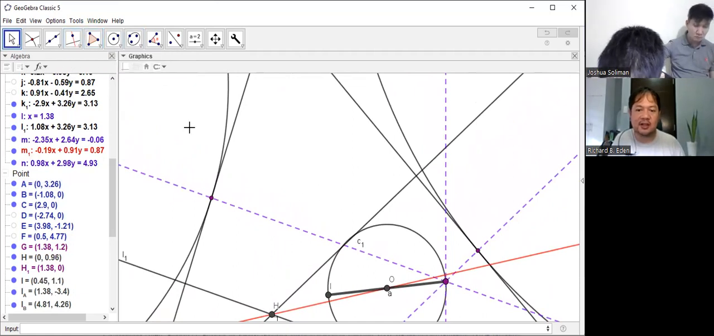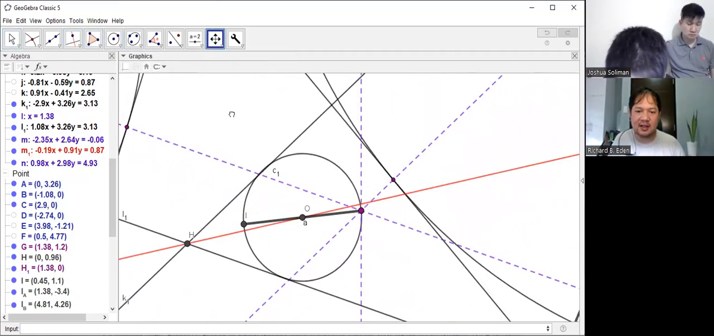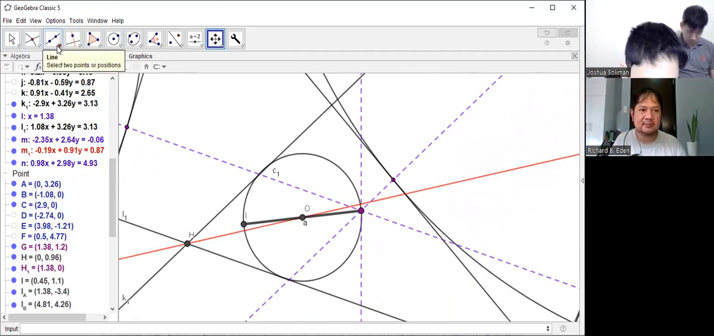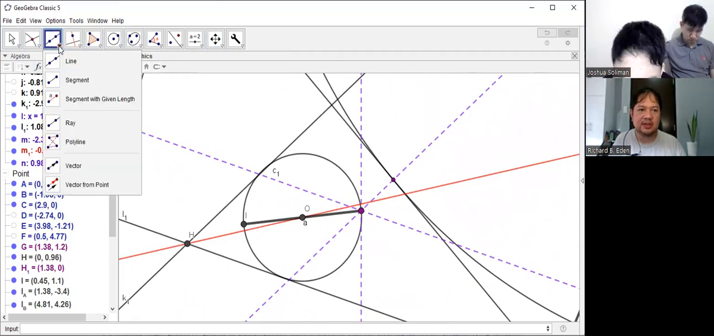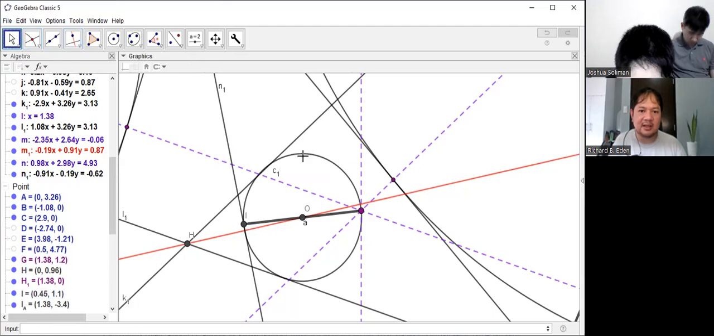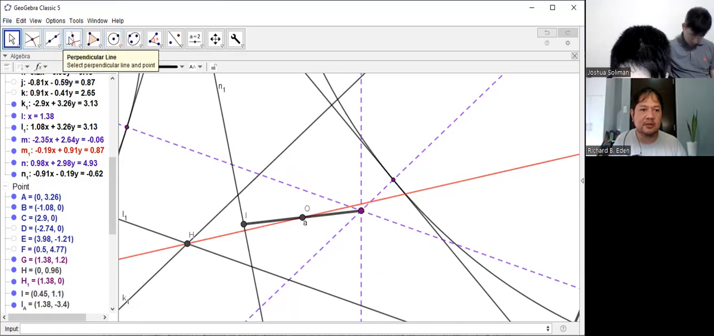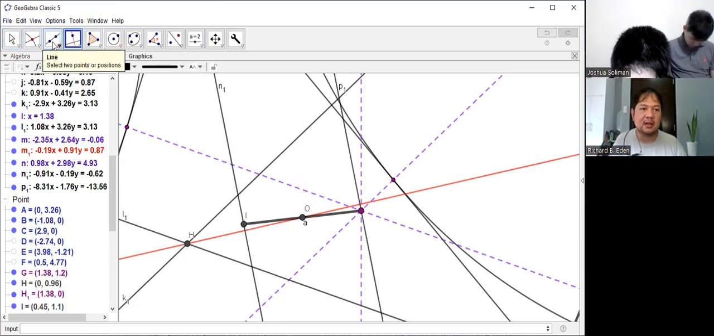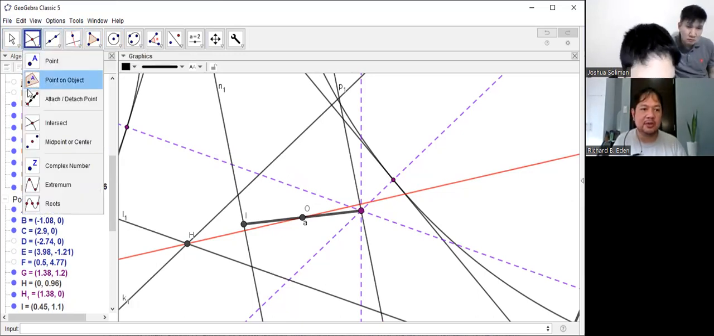So the incenter and the Bevan point are equidistant from the Euler line. Let's see. To find the distance, we drop a perpendicular from I to the Euler line. Let me hide this circle. And then also from the Bevan point to the Euler line. And then the feet of the perpendiculars, this and that.